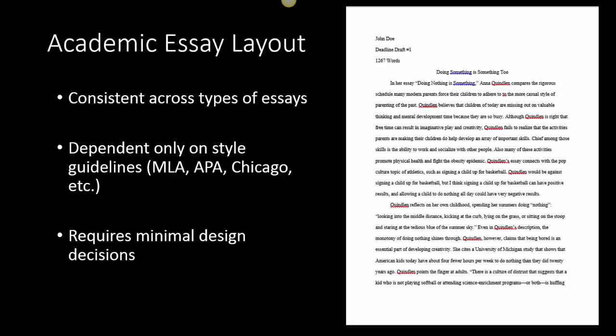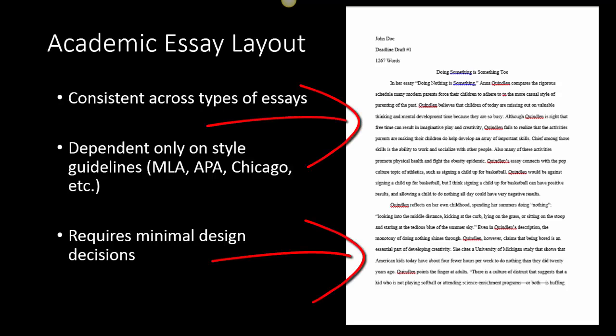When you're writing academic essays, there's a fairly standard, consistent formatting style. There are going to be slightly different formatting guidelines depending on what citation style your instructor has asked you to use. But overall, we're familiar with the basic structure that you see on the screen in front of you, right? We use paragraphs, we double space, we indent the first line of each paragraph.